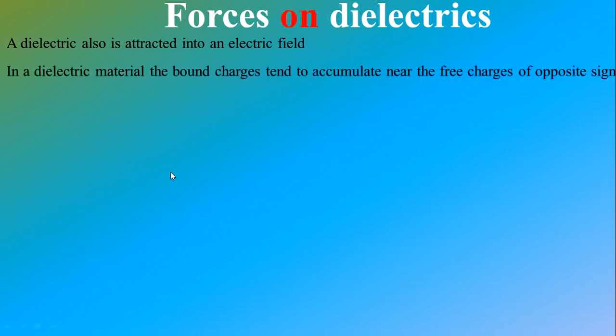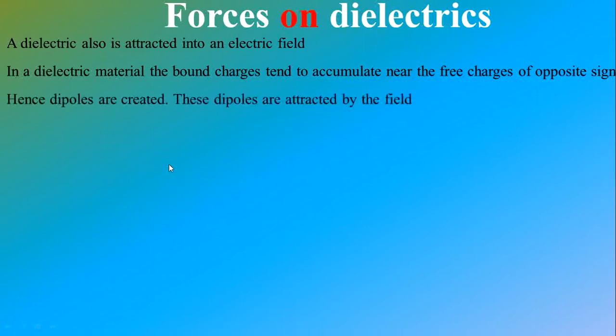In a dielectric material, the bound charge tend to accumulate near the free charge of opposite sign. Hence dipoles are created. These dipoles are attracted by the field.